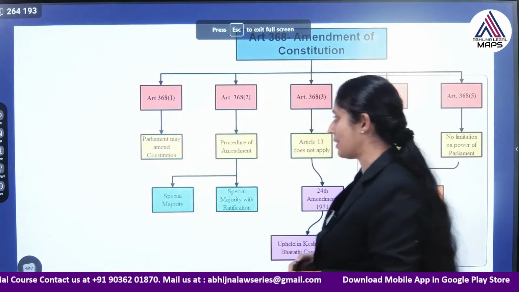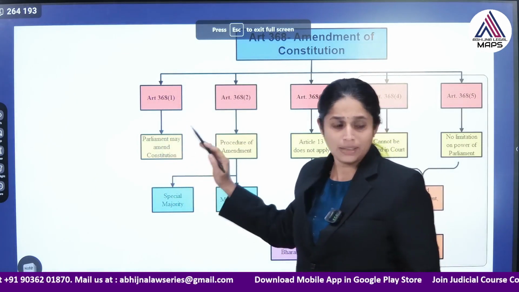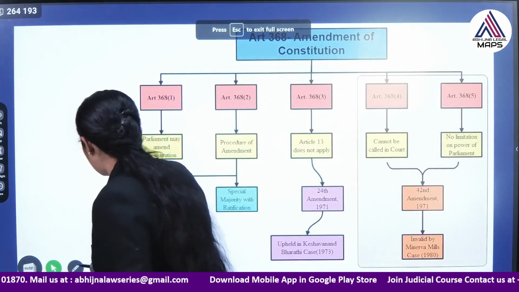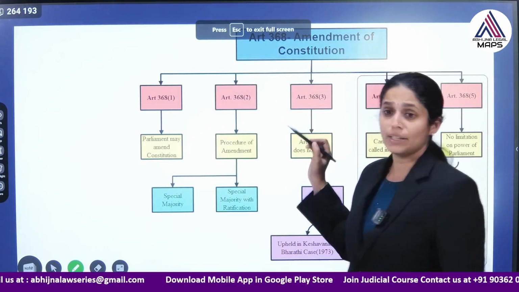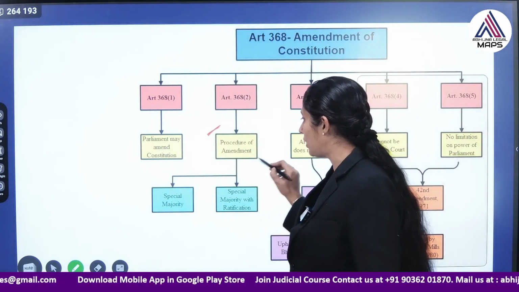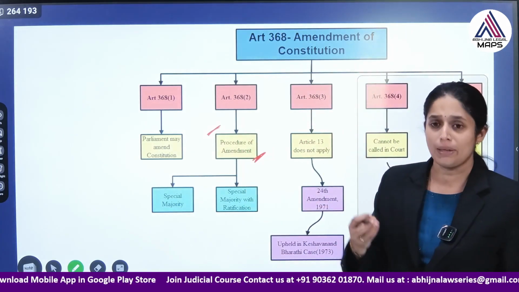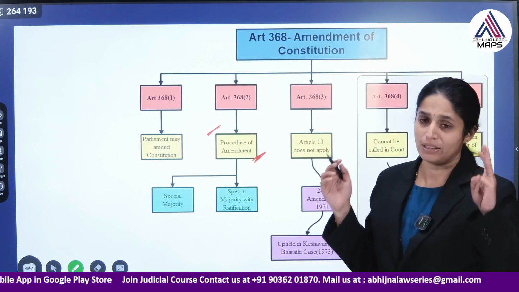So, when that is the case, Article 368(1) says that Parliament can amend the Constitution, and Article 368(2), what does it say? It speaks regarding the procedure of the amendment, how the Constitution can be amended. So, it is by way of 3 methods generally.